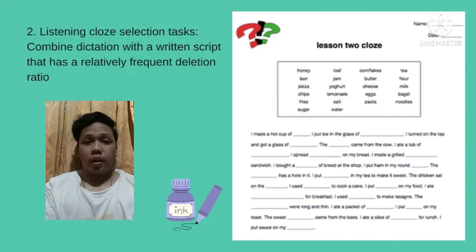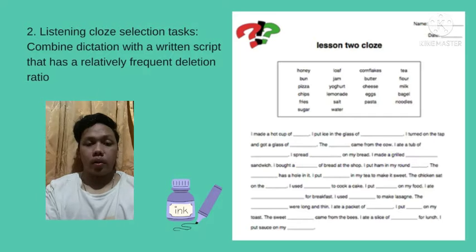And then the next one is listening cloze selection task. Combine dictation with a written script that has a relatively frequent deletion ratio. As we can see, students must fill the blank with the words in the box.